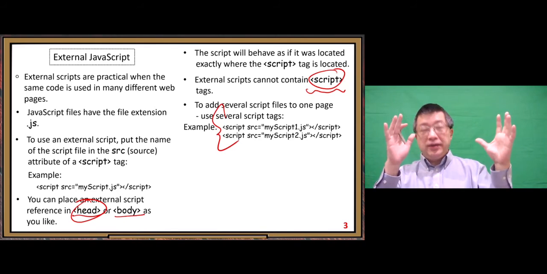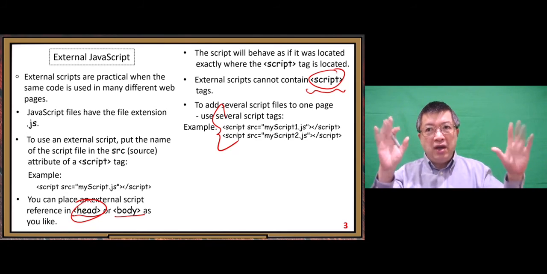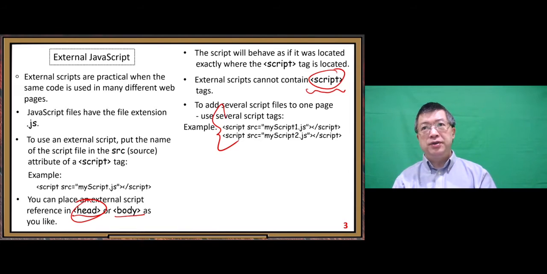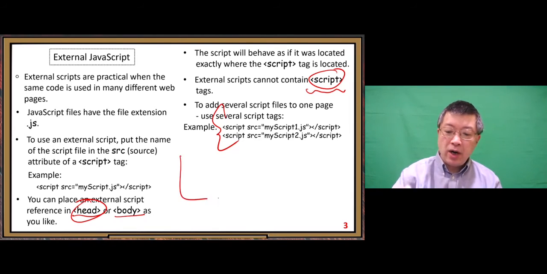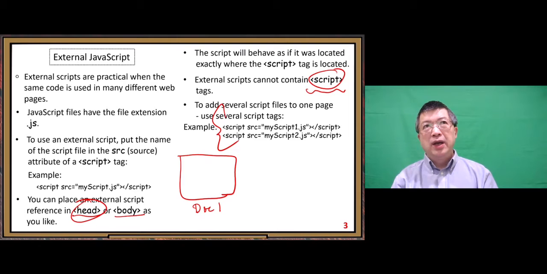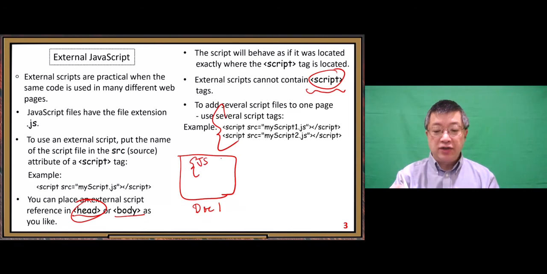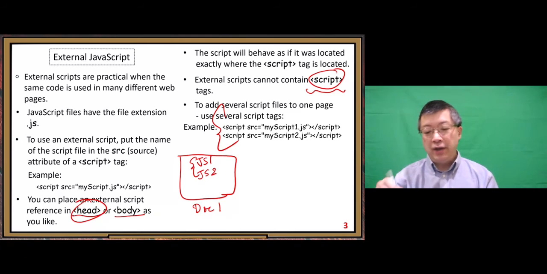let me give you a special scenario so you can imagine the necessity of using this way. Suppose you have the HTML page doc1. In this doc1, you do not need to use all the JavaScript functions, right? So you just use the JavaScript functions from external files, like JS1, JS5, JS2.